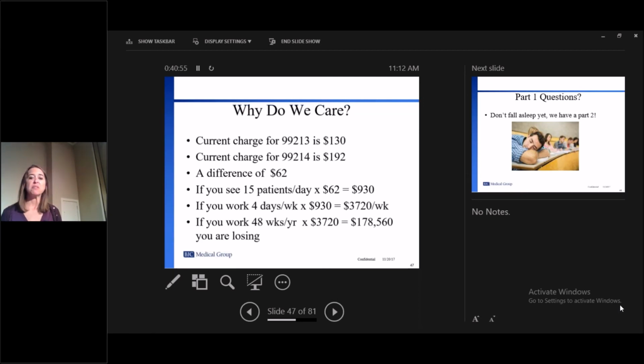I work 4 days a week, so that's $3,700 a week that I'd be missing out. And I work about 48 weeks a year, so that's $178,000. I think you guys are probably doing the skills and the evaluations on these patients. We just need to get it documented, and I hope that I've shown you how easy that is.